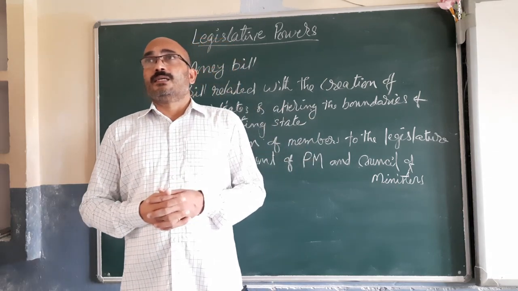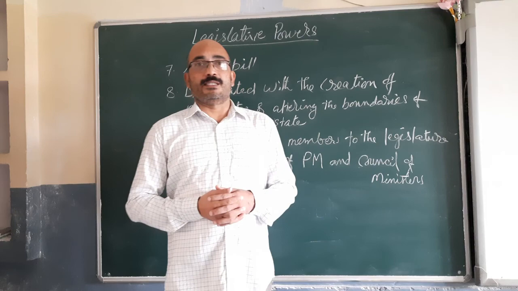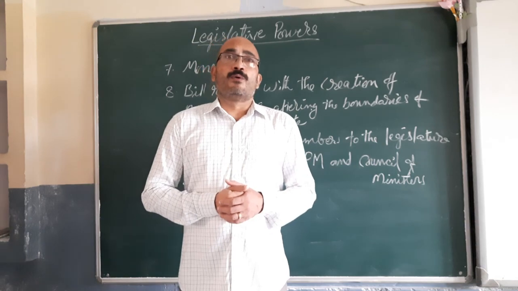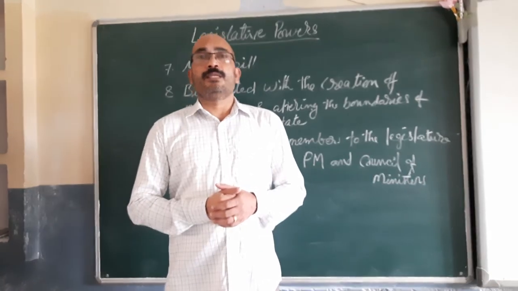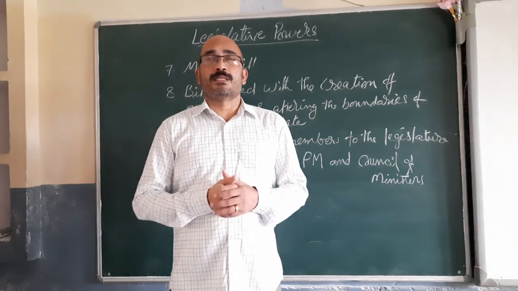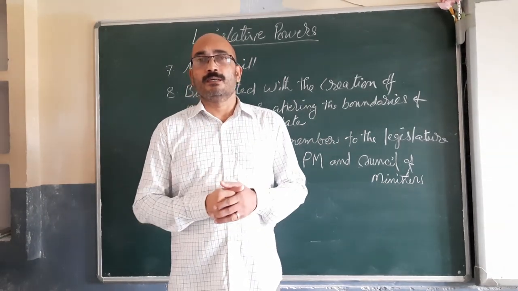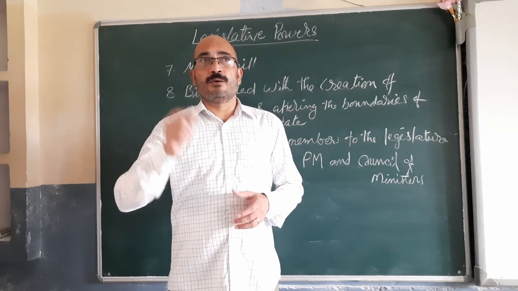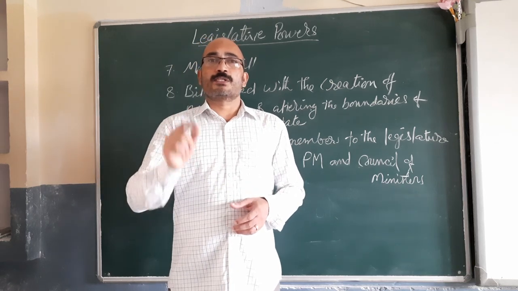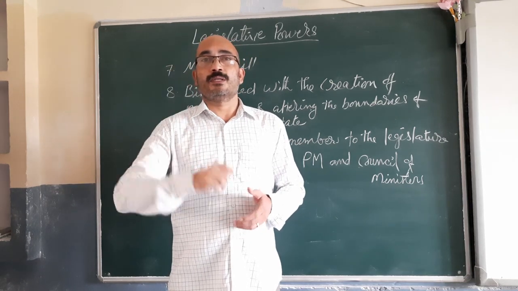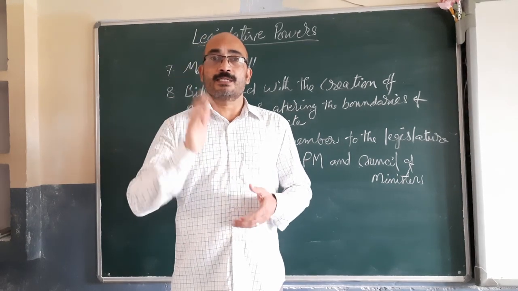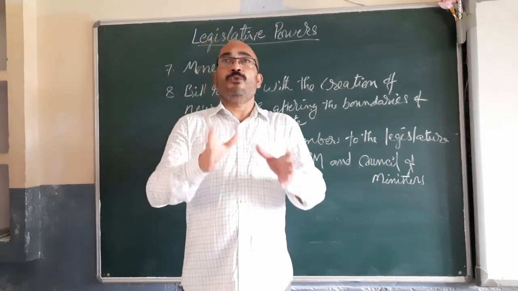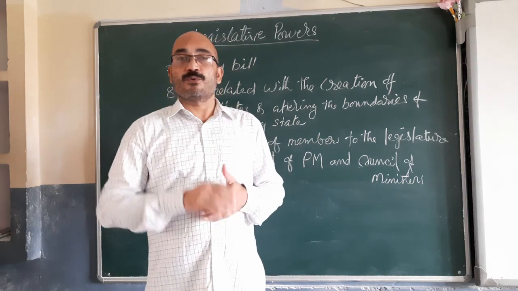The condition to be faced by the ordinance after promulgation is, if an ordinance is issued by the president, it must prove majority support within 6 months. Within 6 months of the ordinance, it must be discussed in both houses of the parliament, and it must get majority support. Then only it will continue as a law. So the life of an ordinance is 6 months only.